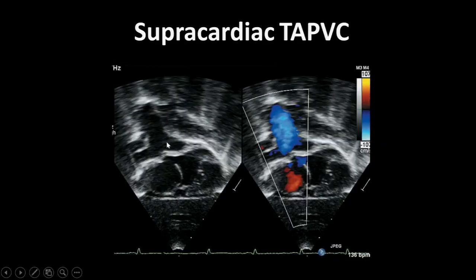Different type of total veins. If you see a picture like this, confluence to the back of the heart here, and then you see this vessel that's running vertically, and with the color Doppler you can see it's running up toward the head. That's a good sign that this is total veins, and this would be the supracardiac version of it.